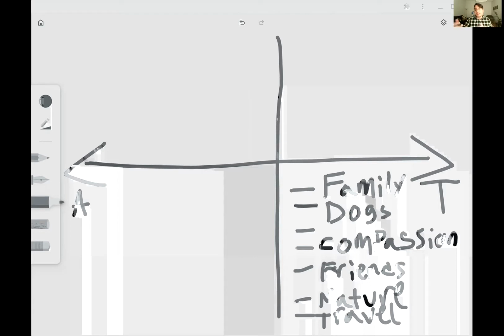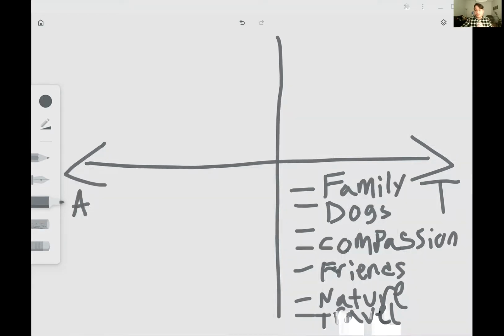At this point, if I was working with an actual client sitting in front of me, I would take some time to break down each of these items they've listed. I might inquire more: tell me more about your family, tell me more about your dogs. What is it about them that is so important to you? What are those relationships like? Compassion, does that mean experiencing compassion from others or being a compassionate person? All I'm doing is trying to figure out what is involved in each of these items so that I can know more about my client.